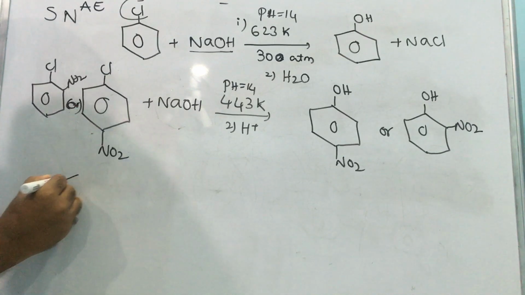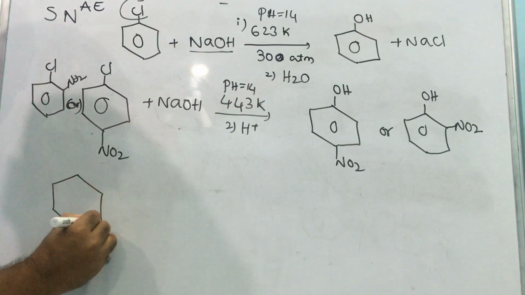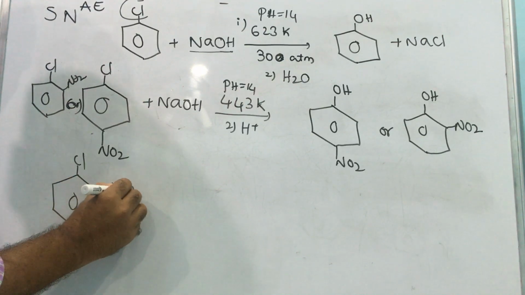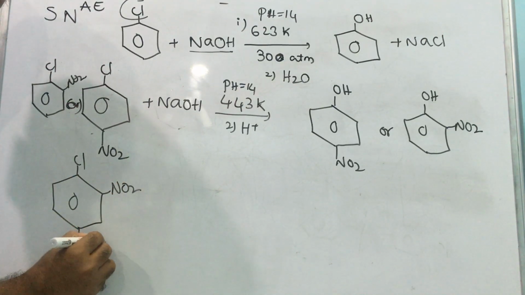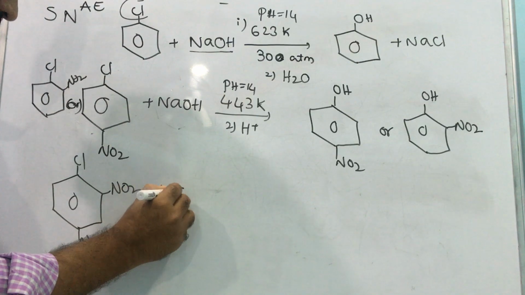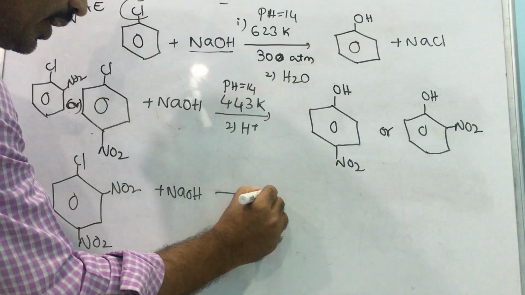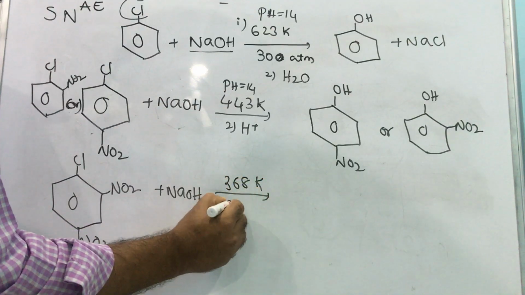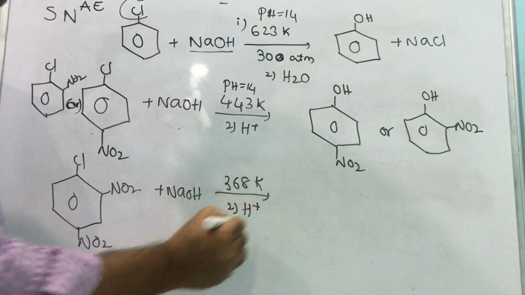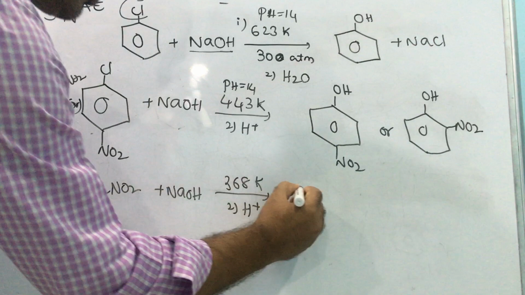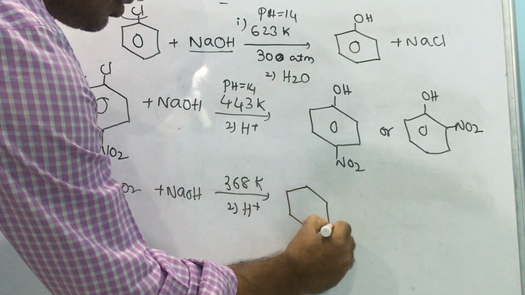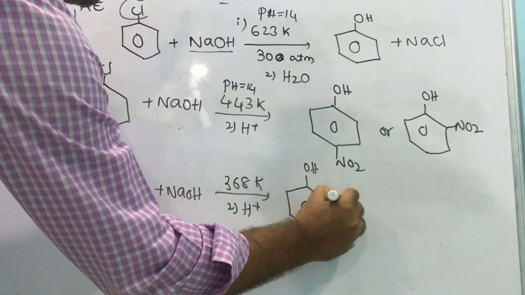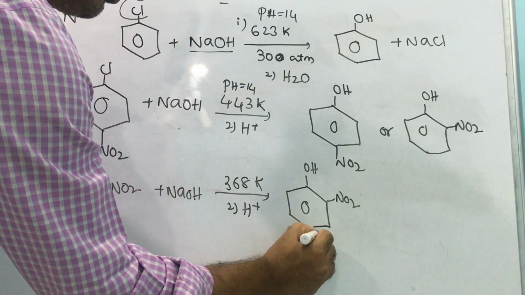Next, one other extra NO2 group I want to add here. NO2, NO2, same NaOH, and here 368 Kelvin temperature, and in the second step, H plus. Then this is also a nucleophilic substitution reaction on benzene. Here OH, NO2, and here NO2.